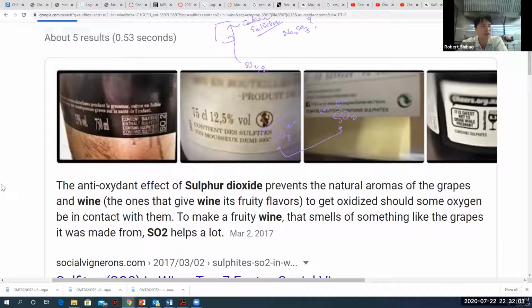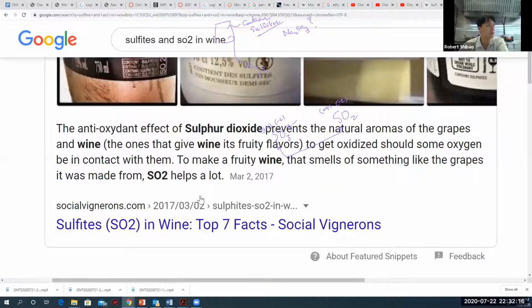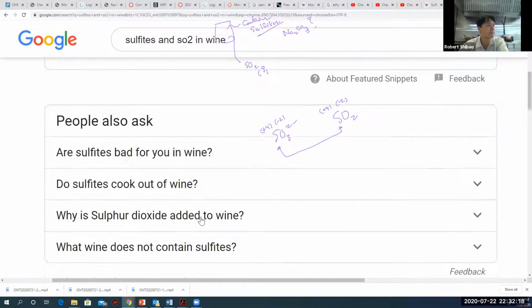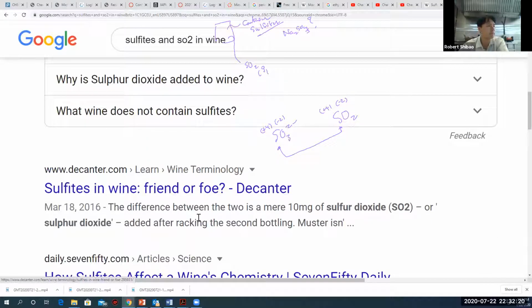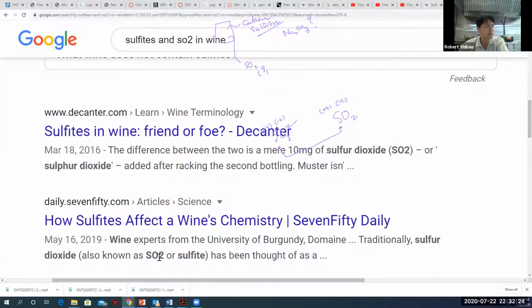Ethanol is easy to oxidize, and some of the fruity flavors of wine are easy to oxidize. And so to make fruity wine that smells of something like grapes, SO2 helps a lot. But of course there's debate, because who wants sulfur dioxide in wine, etc.